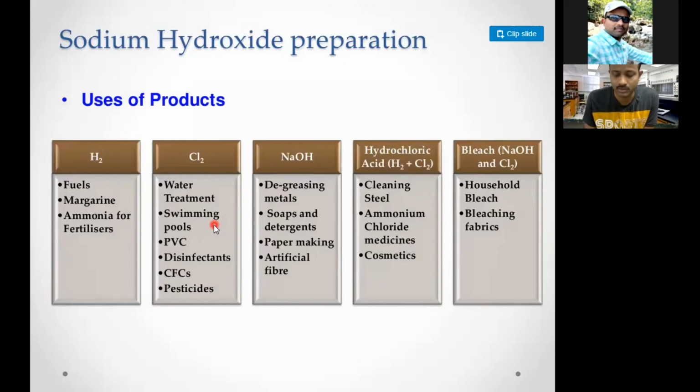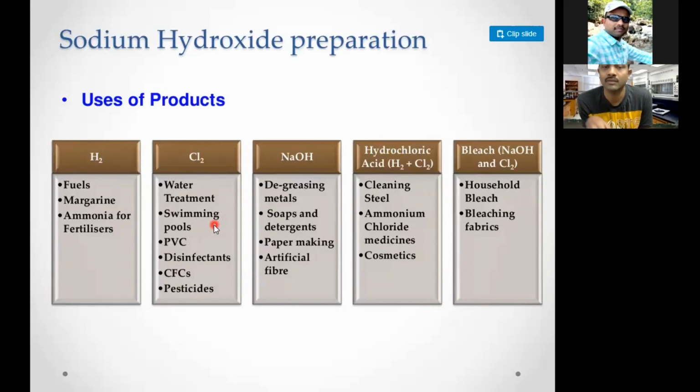Some bleaching powder. So it has to bleach. Bleach means to clean the household. We are using this bleach. Bleach is a combination of NaOH and chlorine. NaOH and chlorine will give the bleach action. Bleach means it cleans the floor.